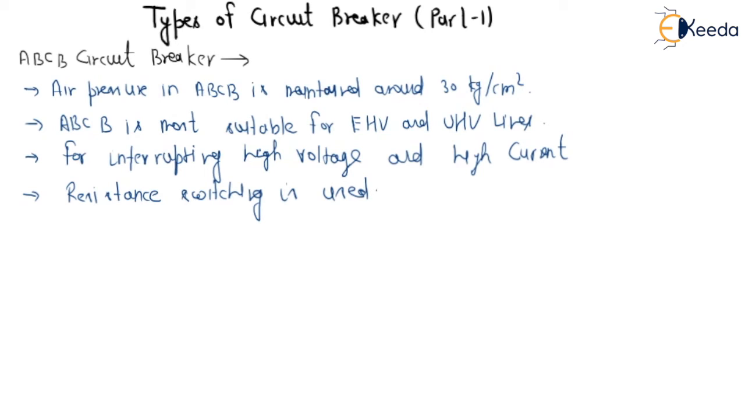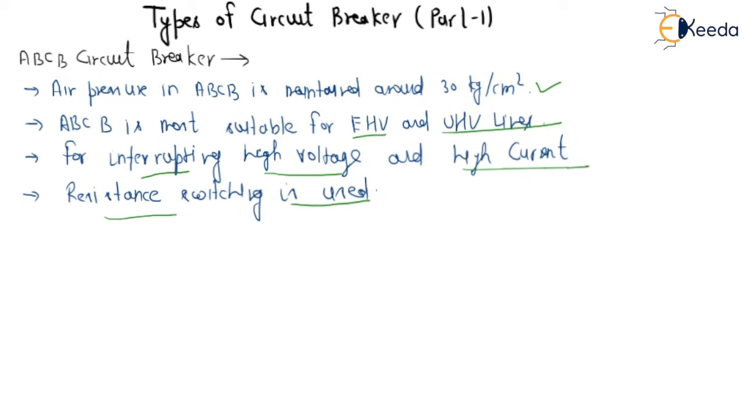In ABCB, the pressure is maintained around 30 kg per centimeter square. Second point, ABCB is most suitable for EHV and UHV lines. The third point, it is for interrupting high voltage and high current systems. The fourth point, resistance switching is used. We know why: resistance switching is used to avoid the restriking phenomenon in the circuit breaker. So if any question is asked, you should know these four points from the GATE point of view.